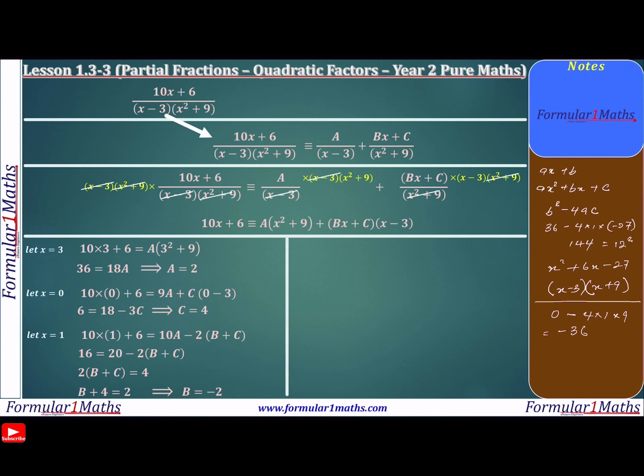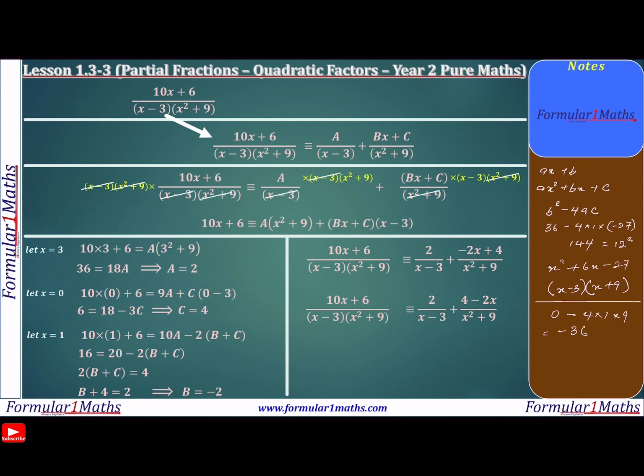So now I can write my full equation in terms of partial fractions as follows. a, we found to be 2, so that's why I've got 2 over x minus 3 here. And b, we found to be minus 2, and that's why I have minus 2x here. And then c was 4, and that's why I have 4 over here. But I can write this nicely as follows: 2 over x minus 3 plus (4 minus 2x) all over x squared plus 9. And this is how this can be split into partial fractions.